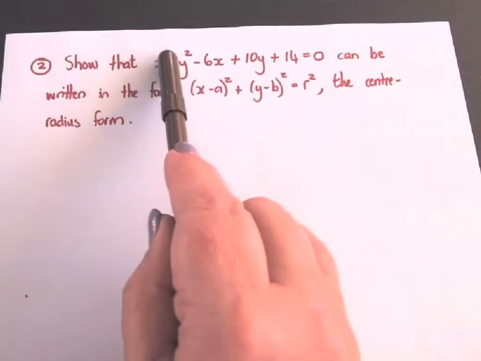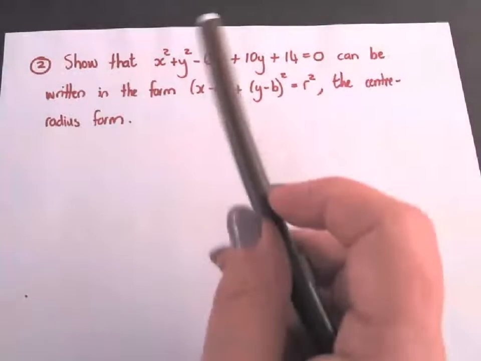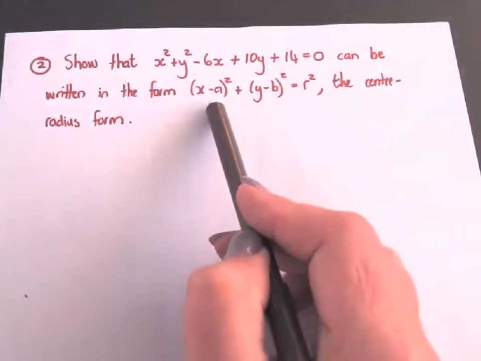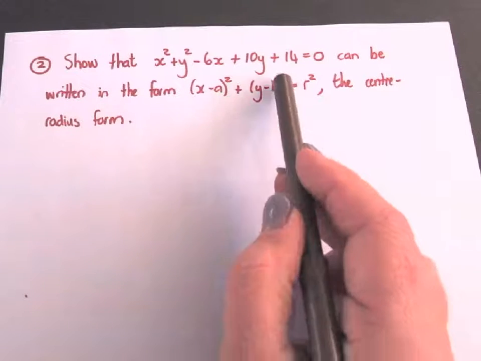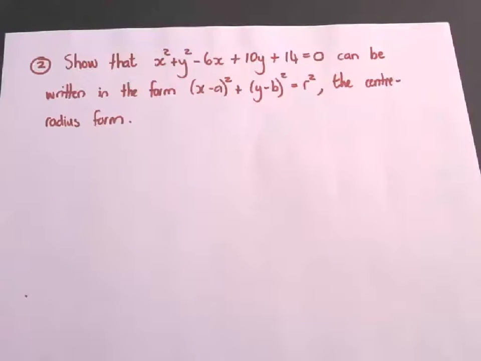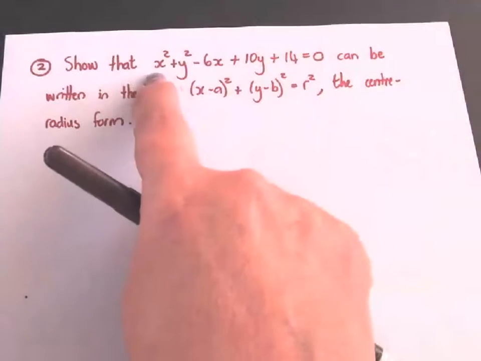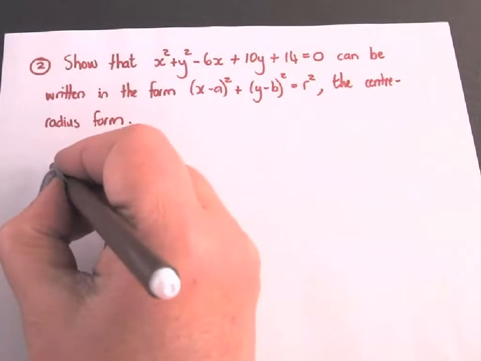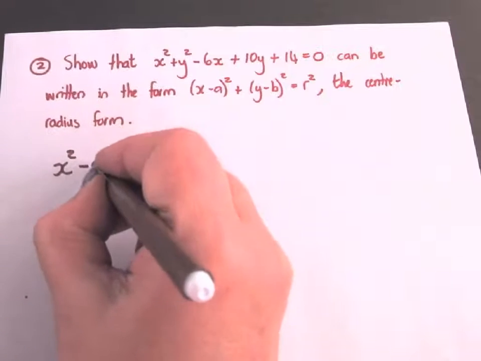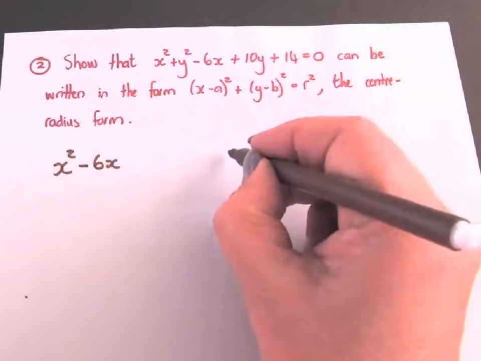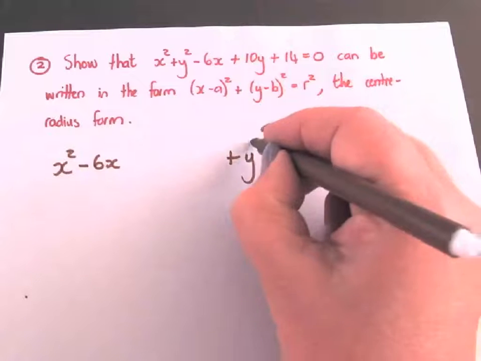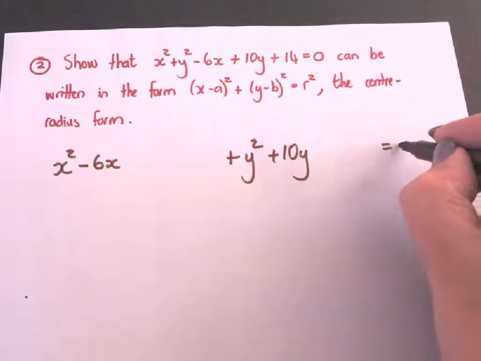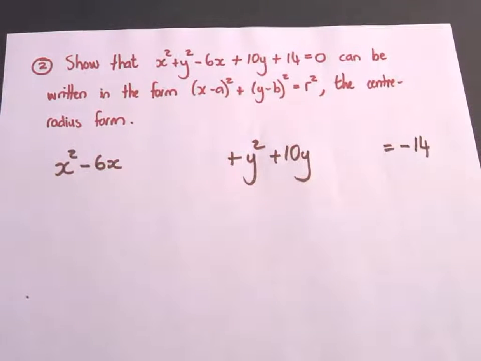So we start with this here. When we multiply this one out, we get all the x's together. And if you multiply this one out, you get all the y's together. So let's regroup this with all the x's together and all the y's together. So x squared minus 6x plus y squared plus 10y equals negative 14.